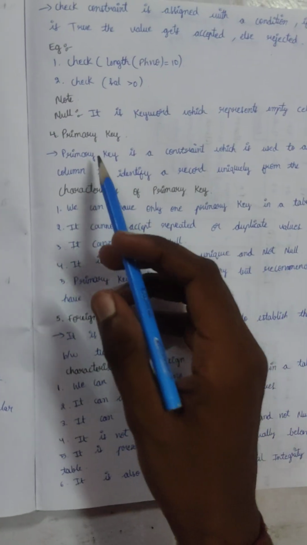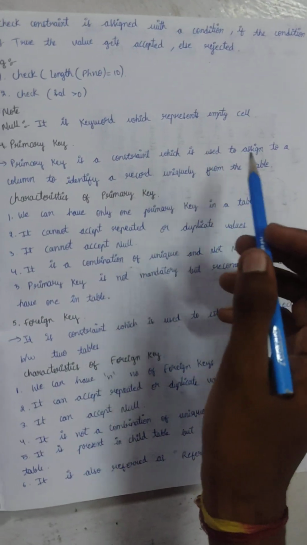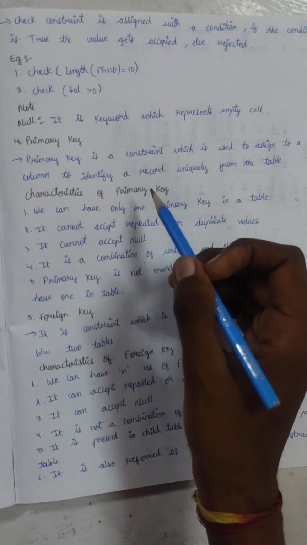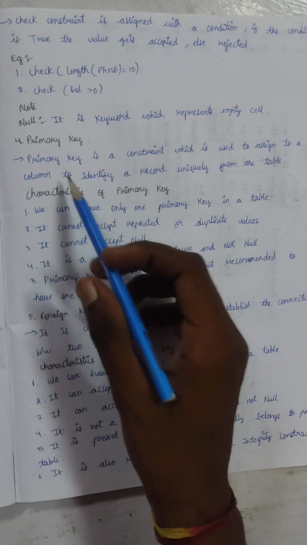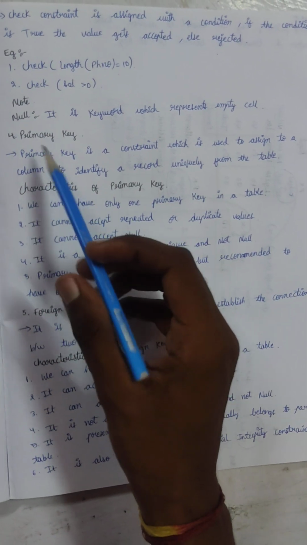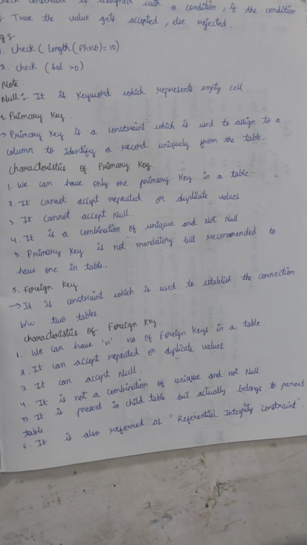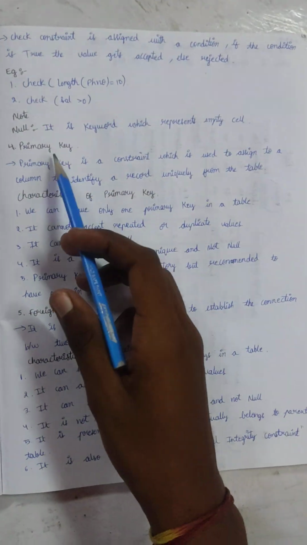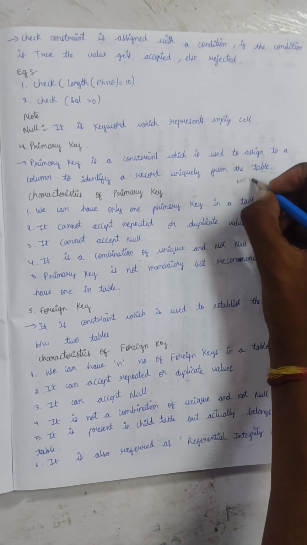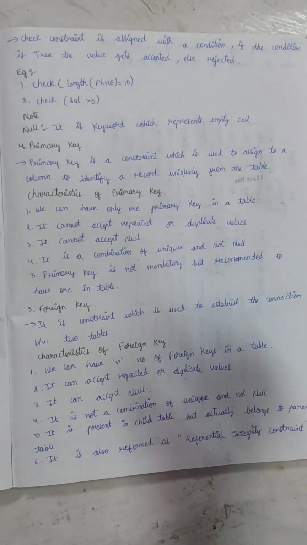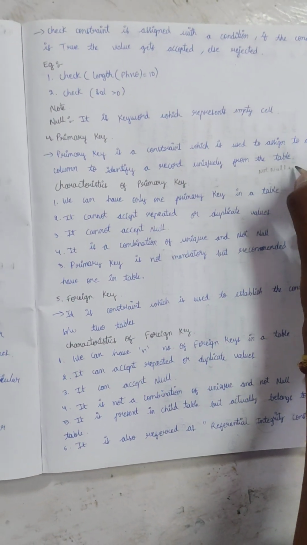Another constraint is the primary key. A primary key is a constraint which is assigned to a column to identify a record uniquely in the table. Primary key is a constraint. It is a combination of not null and unique.